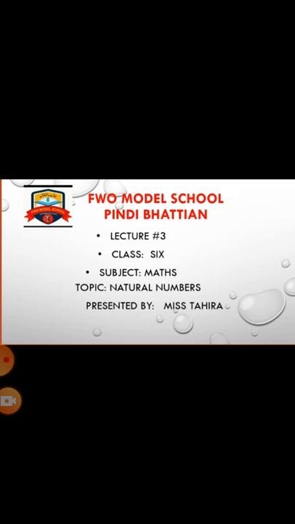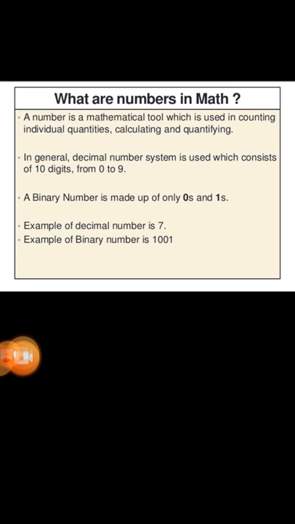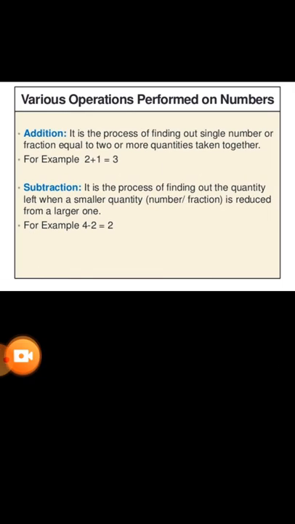This is my third lecture for class 6 subject math, topic natural number. First of all, we discuss numbers. A number is a mathematical tool which is used in counting individual quantities, calculating and quantifying. In general, the decimal number system is used, which consists of 10 digits from 0 to 9. A binary number is made up of only zeros and ones. An example of a decimal number is 7 and an example of a binary number is 1001.